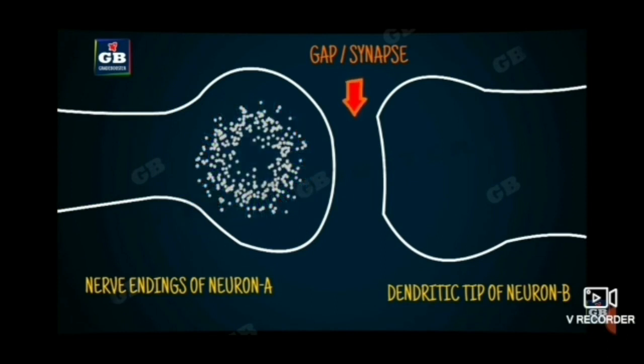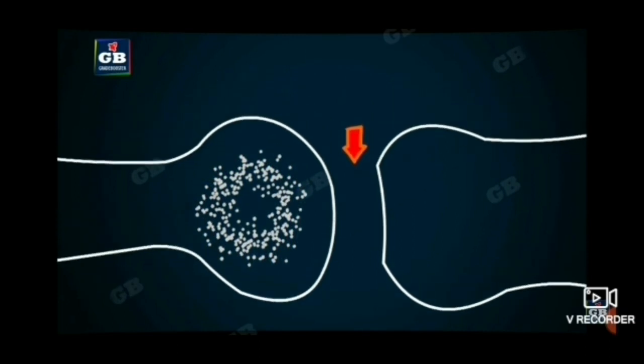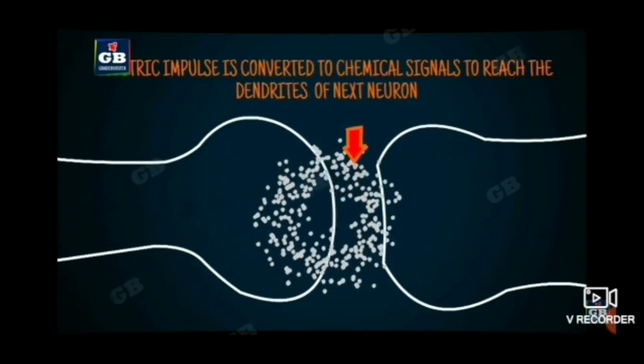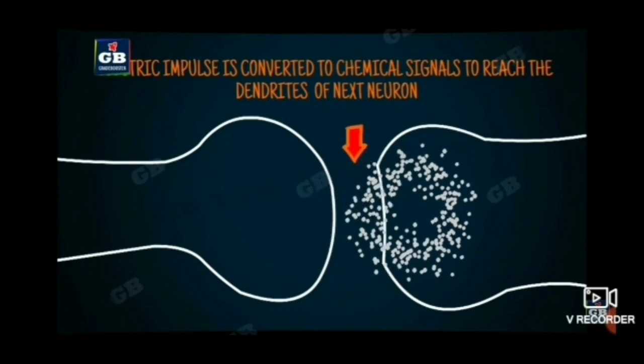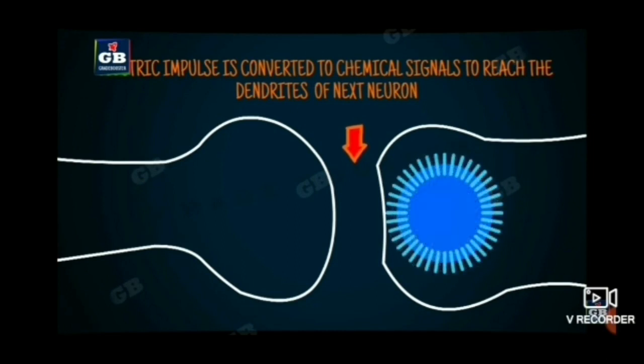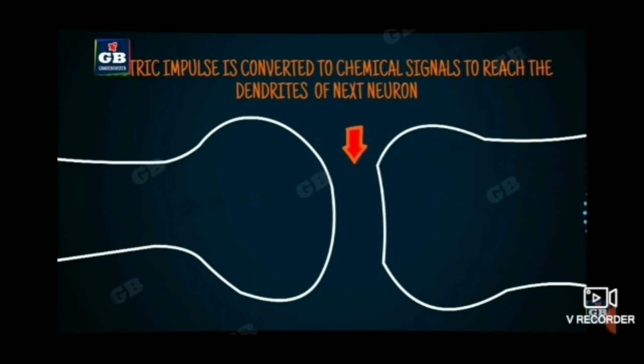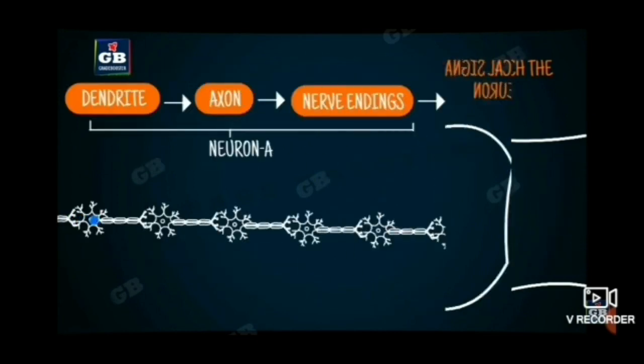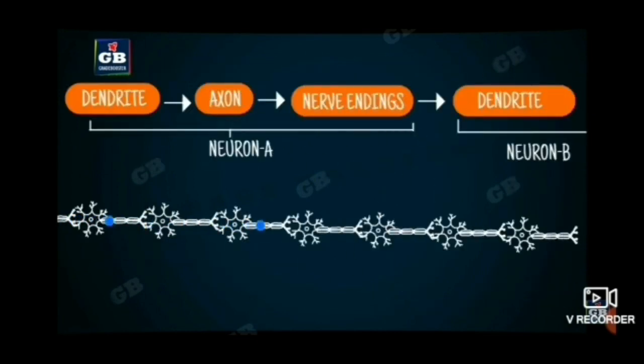These chemicals reach the gap, that is, the dendrite of the next neuron. There they create a similar reaction and convert back to an electrical impulse. When this electrical impulse reaches the dendrite of the neuron, a similar electrical impulse is created. The electrical impulse passes from the dendrite to the axon and again travels throughout the axon, finally to the nerve endings.